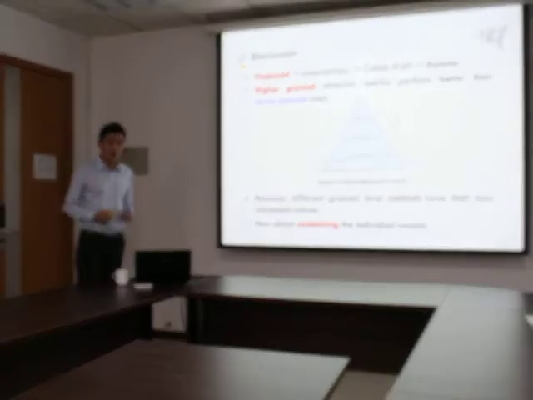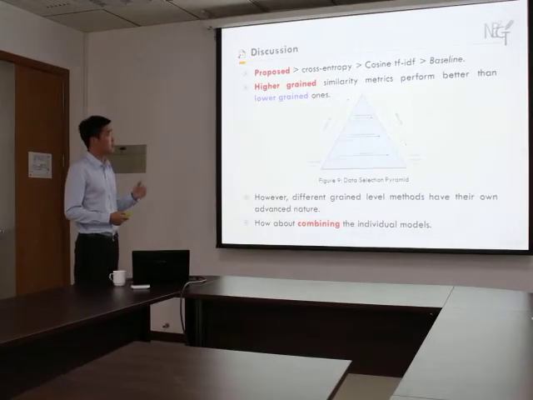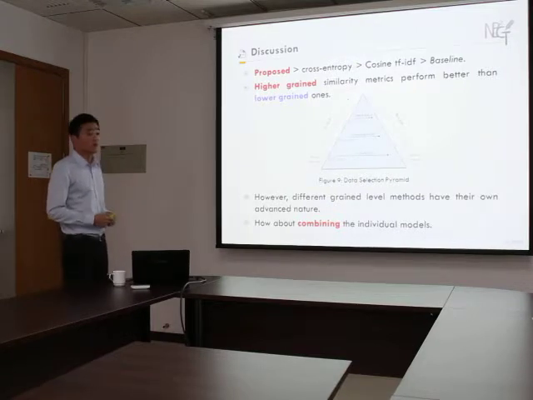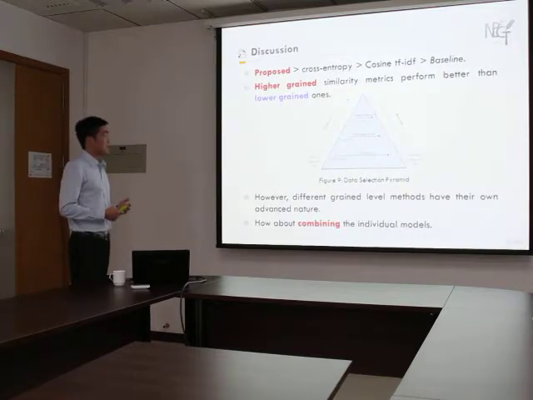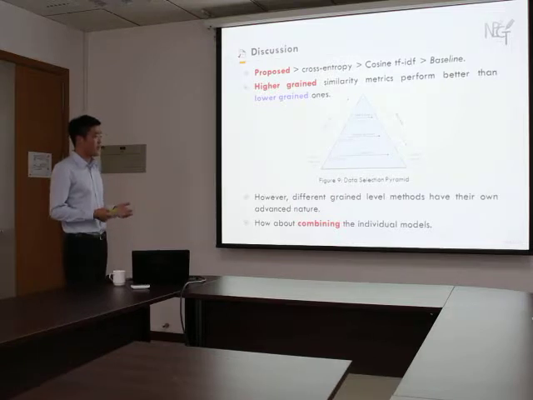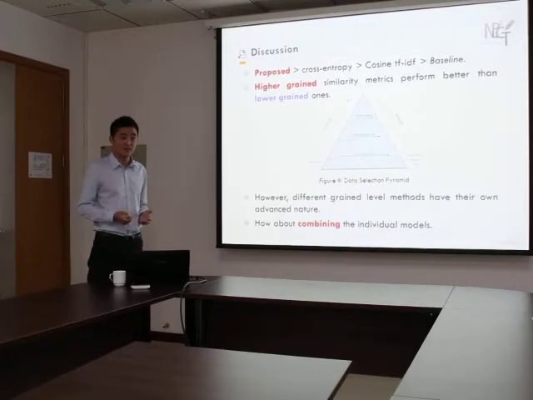Now we can draw some conclusions. Our proposed method is better than cross-entropy, and then the cosine TF-IDF, and then the baseline system. As you see, the high grain similarity function can perform better than the lower ones. But different grain level methods may have their own advantages. So I think, how about combining the individual models together?